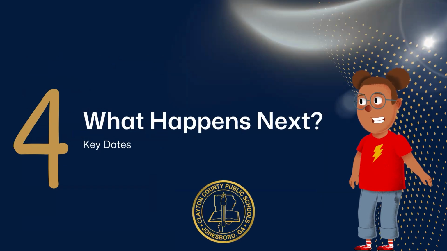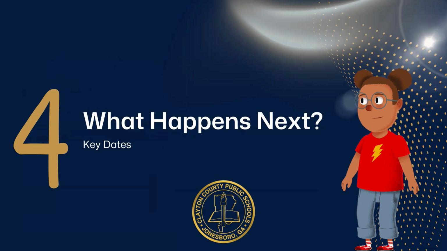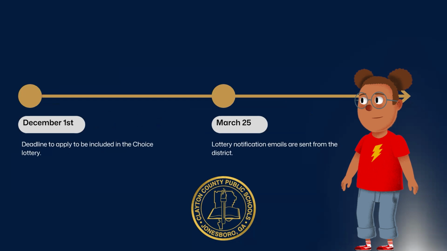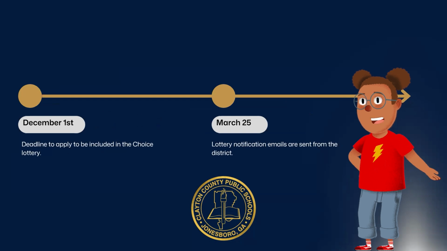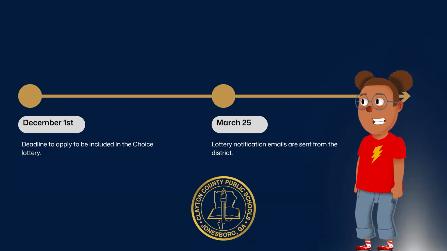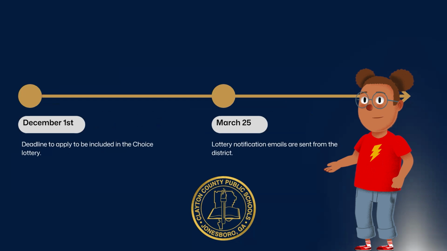All right, so you know how to submit your application and you know how to track it. Awesome. Now let's talk about the timeline. What are the key dates you need to circle on your calendar? Really, there are 2 big ones you absolutely have to remember. First up, December 1st. That is the final no exceptions deadline to get your application in for the lottery. And then the big day, March 25th. That's when all the notification emails go out.